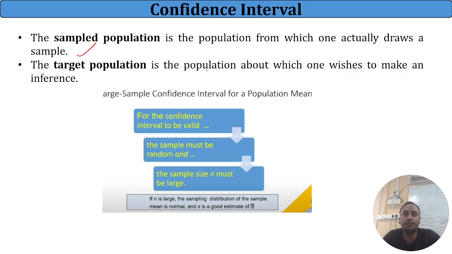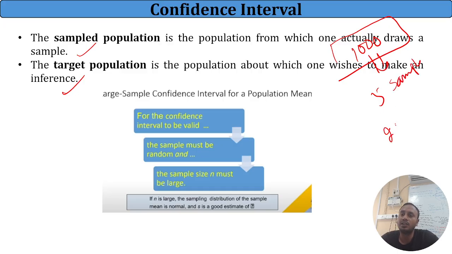Target population is the population about which one wishes to make an inference. Sample population, like we have 1,000. We'll take five samples of size 200, 200, 200. Then the target population is going to be based upon this. The sample is going to let us make inferences about the target. How can we infer?